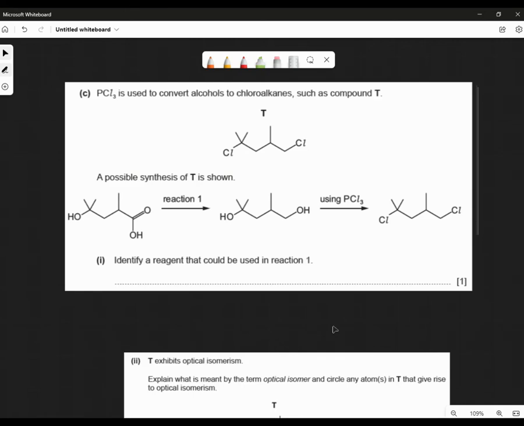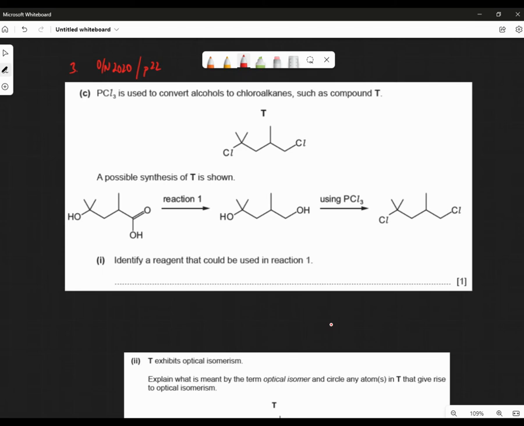This is for Tammy and it's from 2020. I think it's paper 22 and it's question number 3. Question 3, October, November 2020, and it's paper 22.